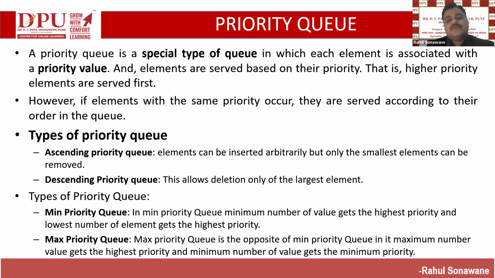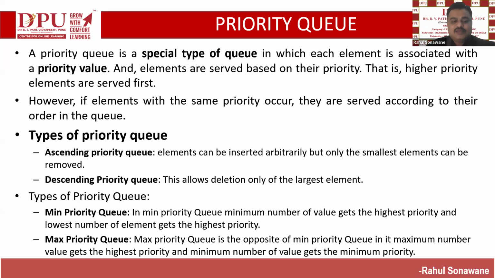The elements will be removed from the queue in such an order that they will be in a sorted way, like ascending order, right? Now in a descending order priority queue, it is just the opposite of our ascending priority queue. So this allows the deletion of only the largest element first. So in this case, if we remove all the elements, the last element removed from the descending priority queue will be the smallest one among the remaining, isn't it?